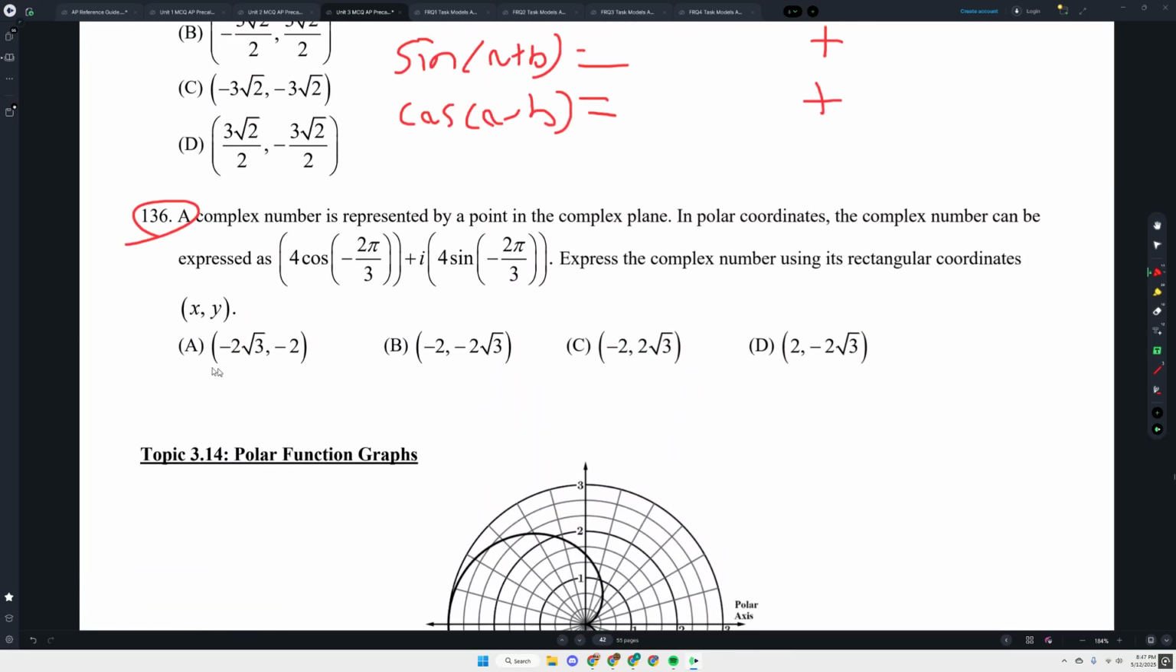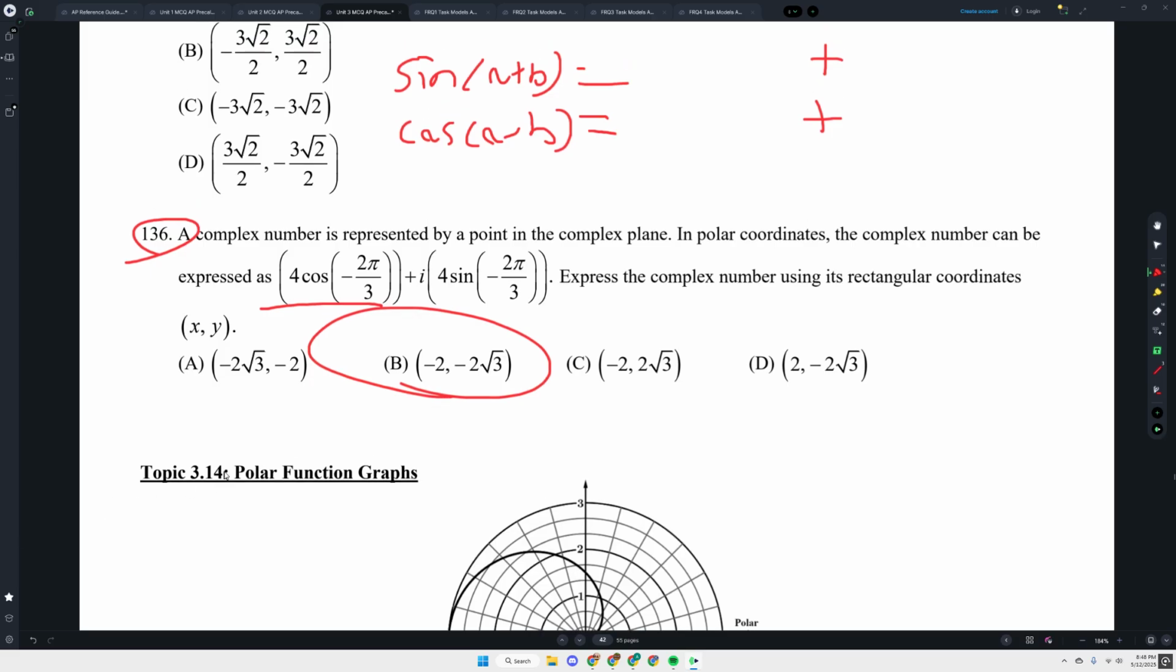The answer for 136 was B, and the way you do this is just simplifying cosine of negative 2 pi over 3 and then 4. I think it was Rumblings' idea, and he told us that.